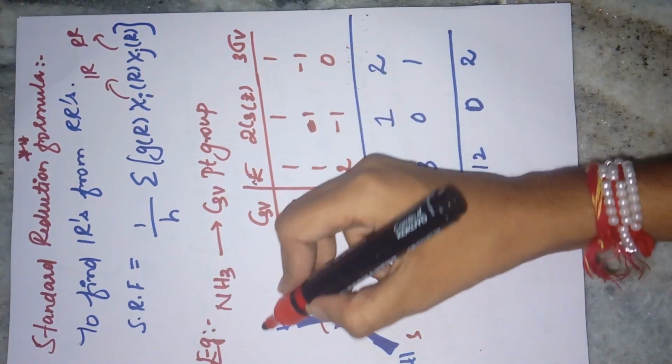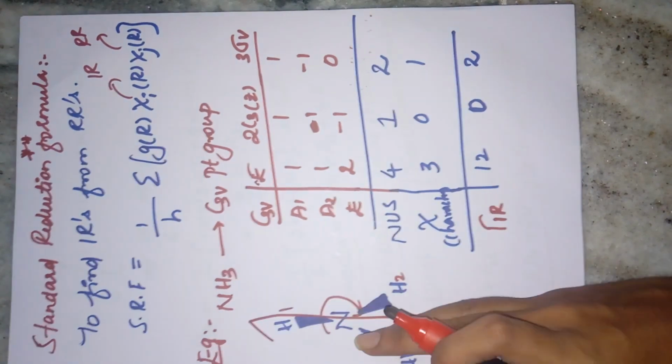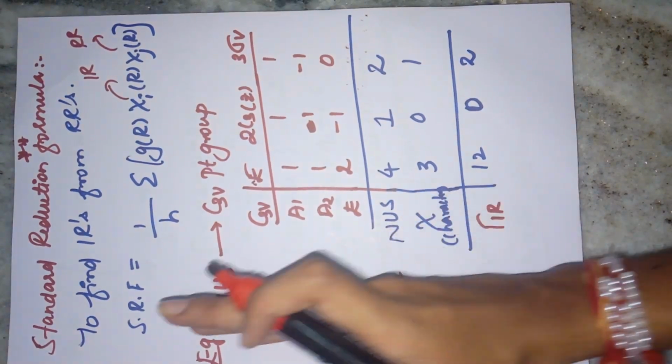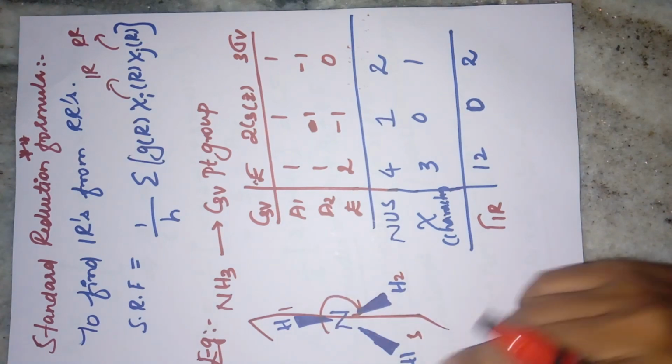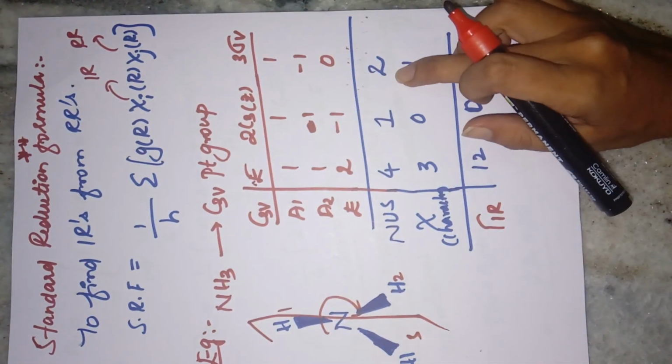And then sigma v. If you pass a plane like this, H2 and H3 will be shifted, but H1 and N will be in the plane. So these are the only shifted atoms. So the number of unshifted atoms on applying sigma v is 2.